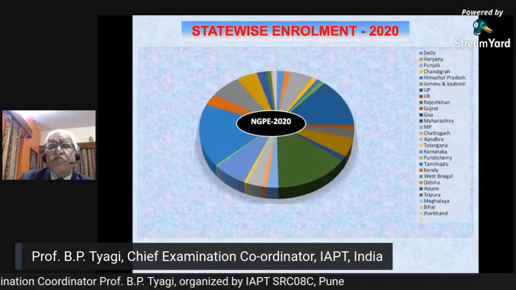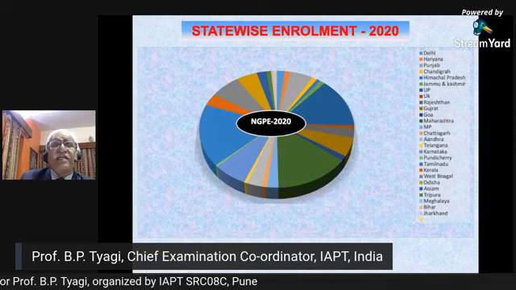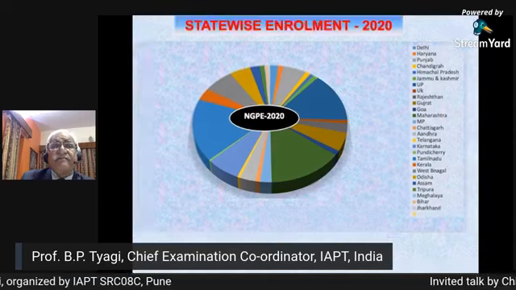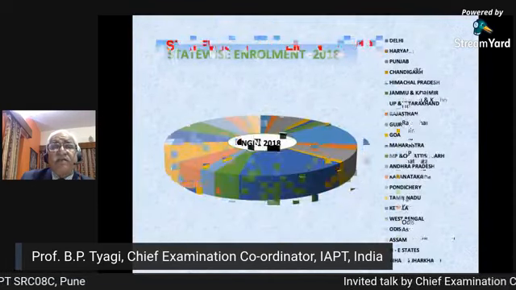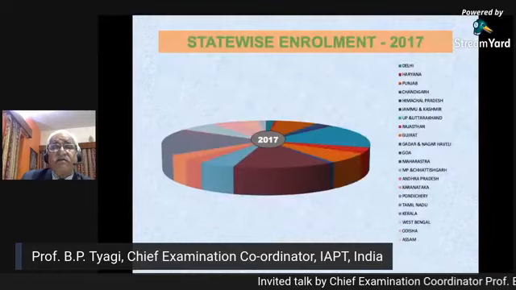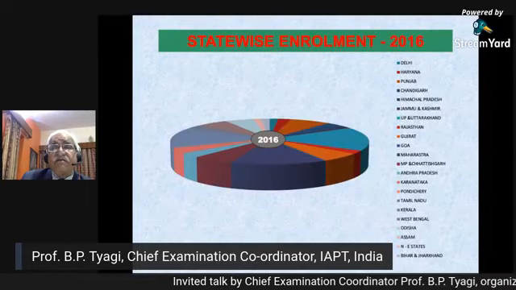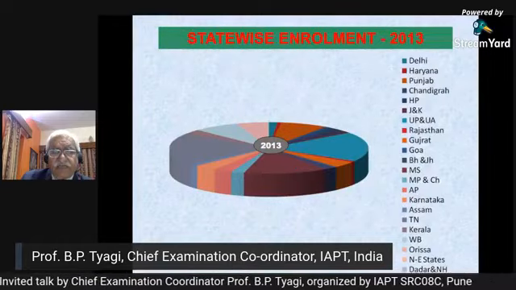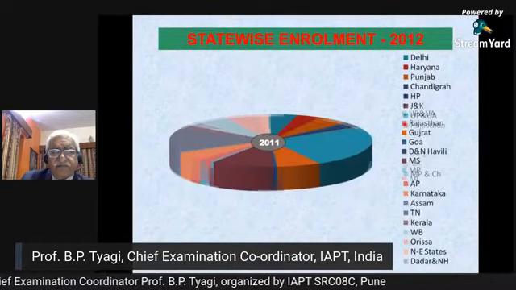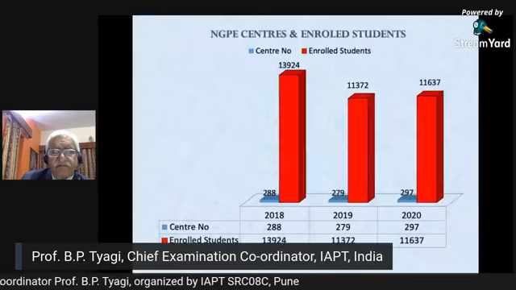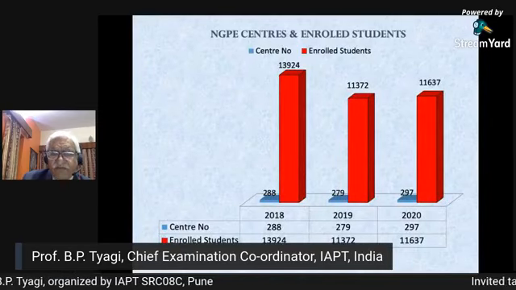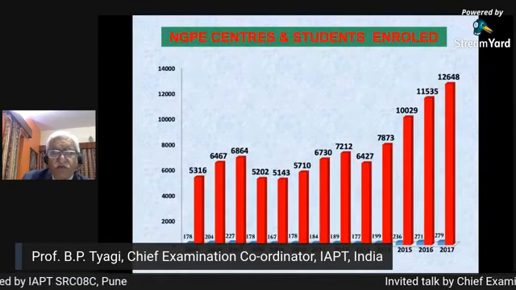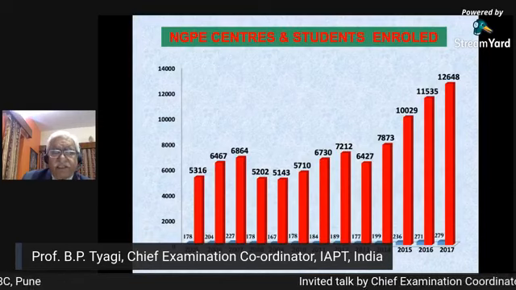This figure has been shown year-wise and state-wise for 2020, 2019, 2018, 2017. These are the charts presenting the data to you. This again can give the figure in graphical mode, representing the different years.